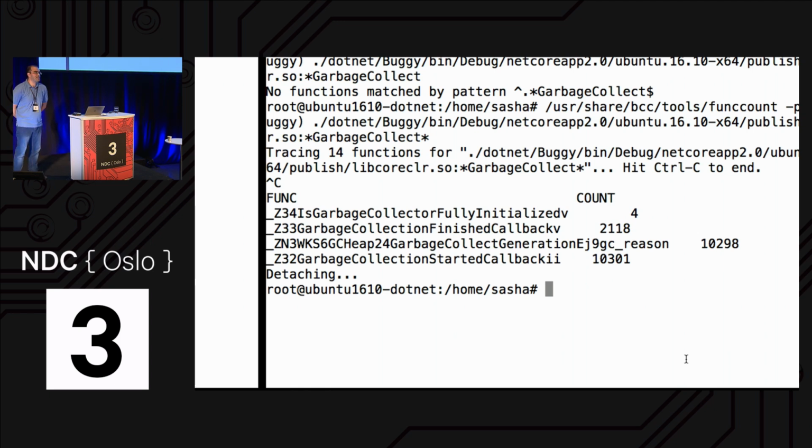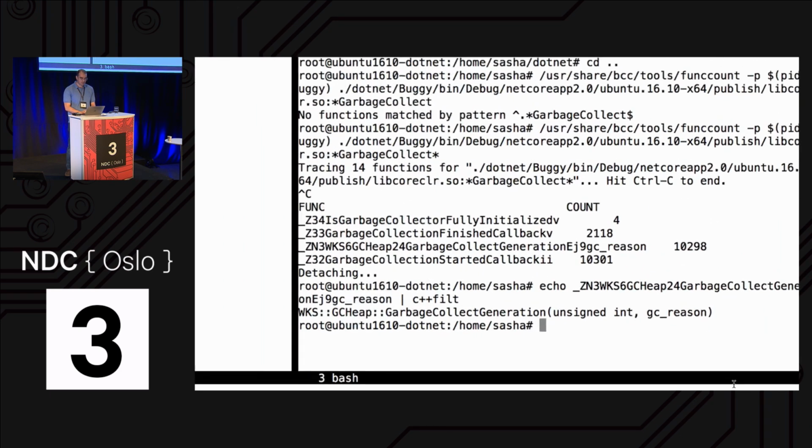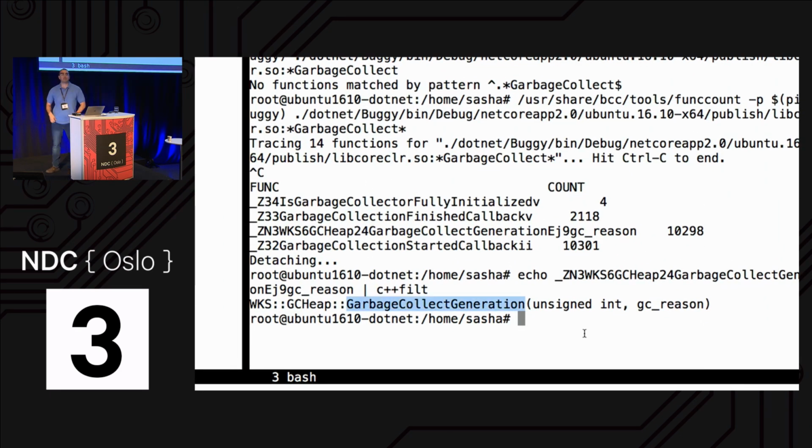Now, this looks very scary because these are mangled C++ function names, and you don't see the actual class name nicely, but I could take this thing and pass it through a command line tool called cppfilt, and then you see it's actually a pretty reasonable name. It's a function called garbage collect generation, which takes an integer, which is probably the generation to collect, and an enum called gcreason. So this is very similar to the managed API.